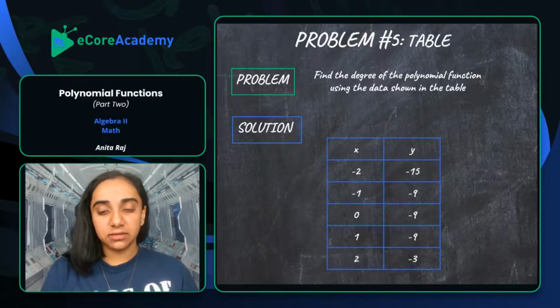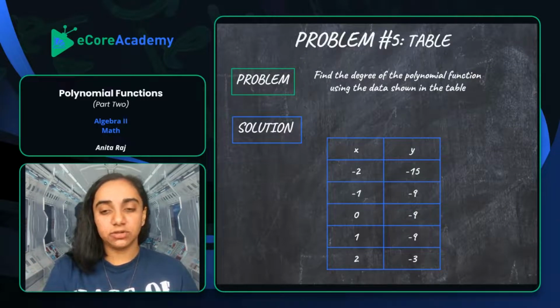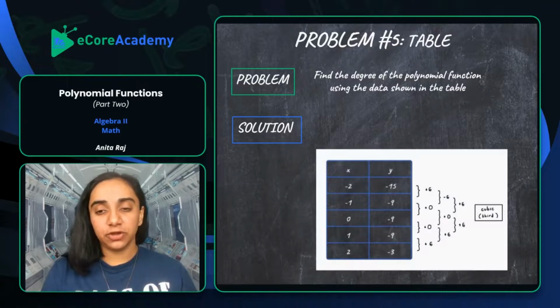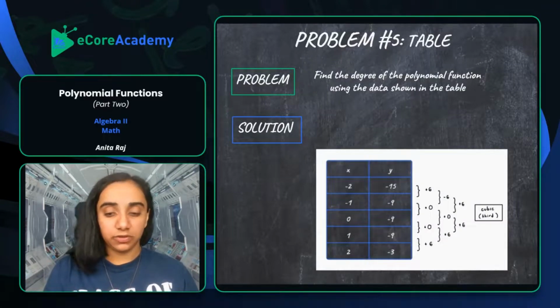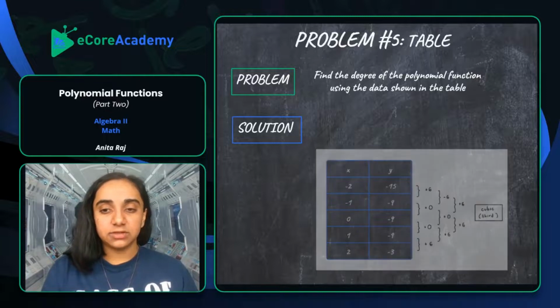So here is the table we've been given. The x values are -2, -1, 0, 1, 2, and the corresponding y values are -15, -9, -9, -9, and -3. Here is the solution pre-written for you if you just want to look at it or copy it down, but I'll be going through the exact same thing with you. Okay, so let's do that now.